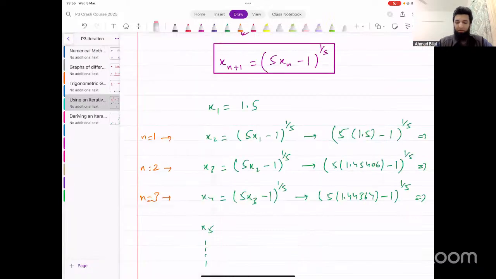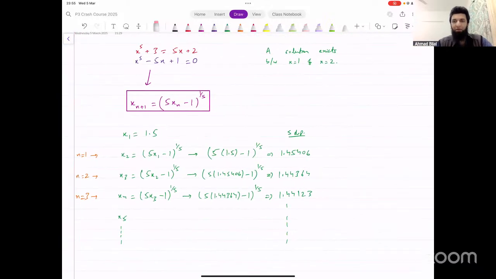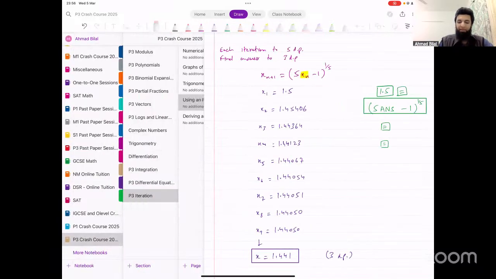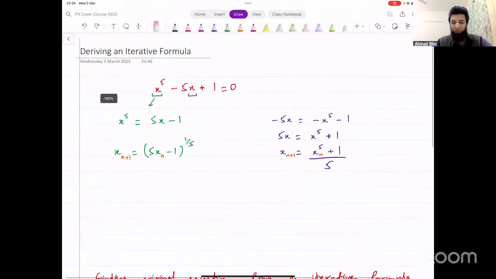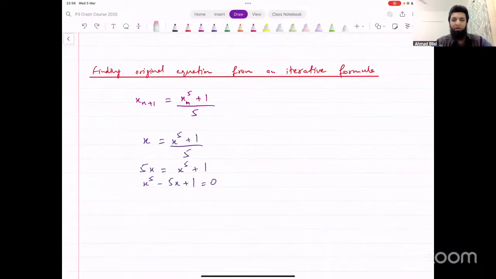Then you need to be able to use an iterative formula. So if you have an iterative formula given, you should be able to use that iterative formula to find the solutions from that, like we did in this example. And then sometimes you would have to derive an iterative formula yourself from an equation, or go back to the original equation given an iterative formula. As far as iteration is concerned, these are all the concepts that you need to know of.